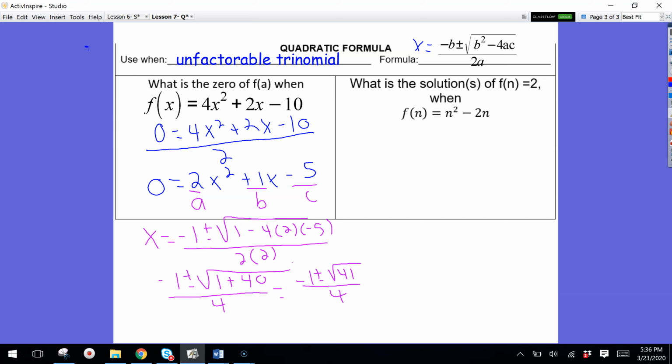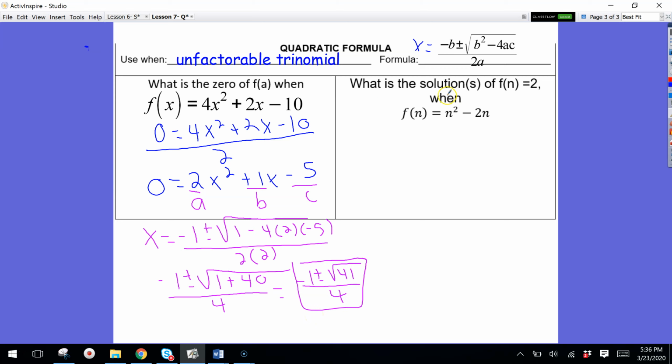So I have 2 zeros. Remember, this is 2 answers. This is negative 1 plus the square root of 41 over 4, and negative 1 minus the square root of 41 over 4. But again, these are my zeros. It is a decimal. Okay, so now let's try this next one.